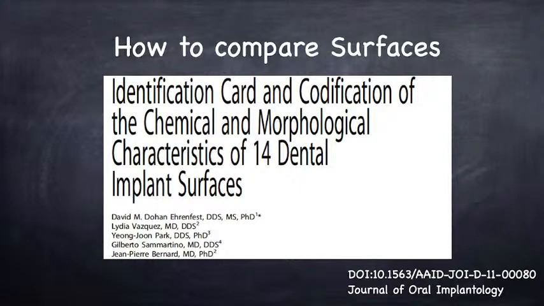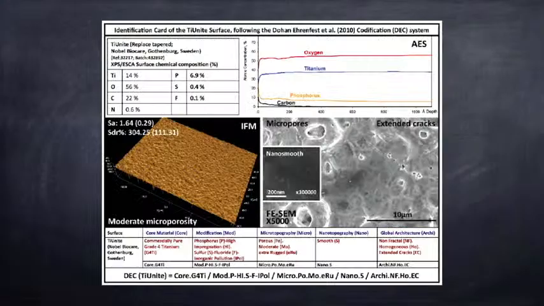So, a long time ago, probably in 2004, 2005, we published this study to compare 14 dental implant surfaces. We designed this kind of technical ID card for each implant, where on the upper left you see the chemical composition of the implant surface.